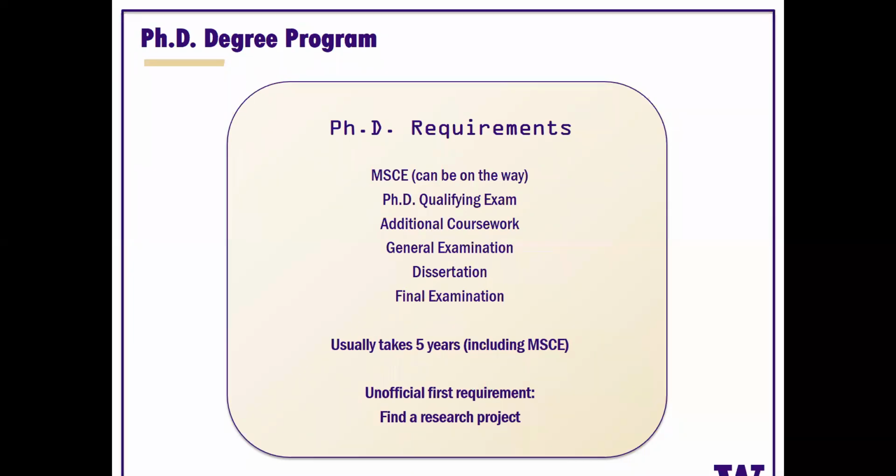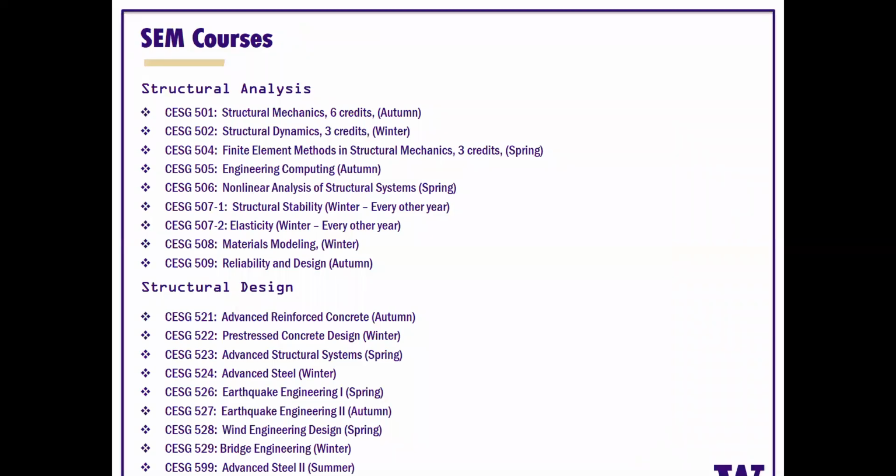Okay, so it usually takes 5 years total. That includes a master's degree. Honestly, I should say 5.5 years, not 5 years. And there's a few other steps along the way. You get your master's degree, you do a qualifying exam, there's more coursework that's needed, and a few other things. As I said, this is a big discussion you should be having with faculty if you're thinking about the PhD.